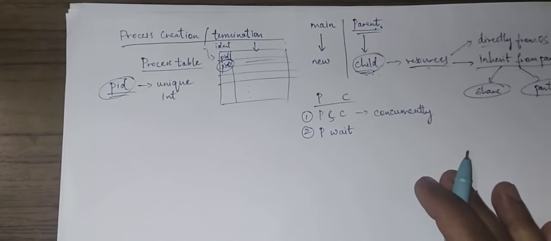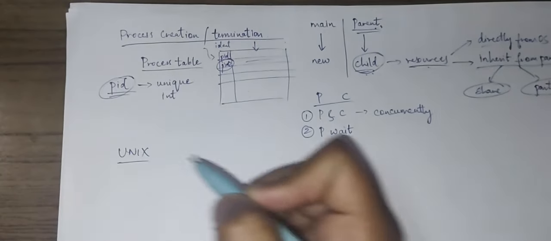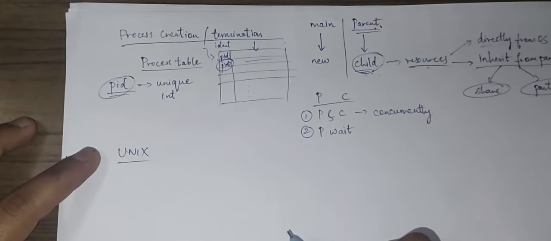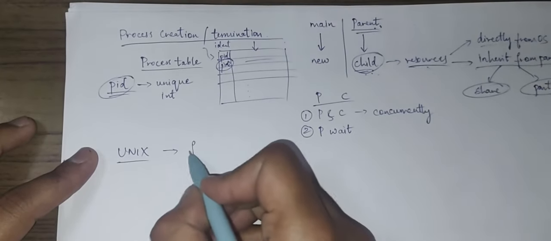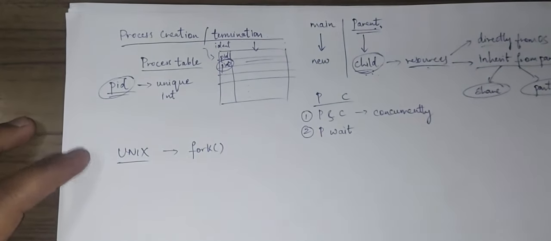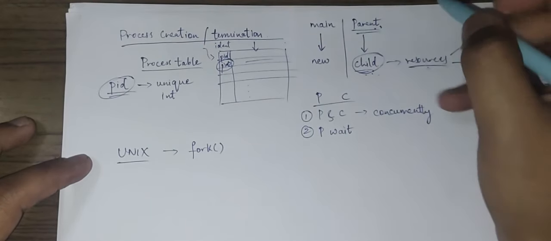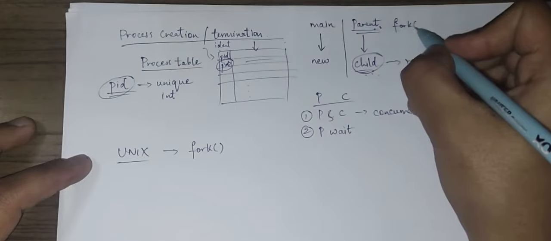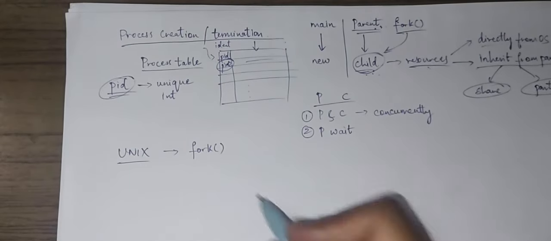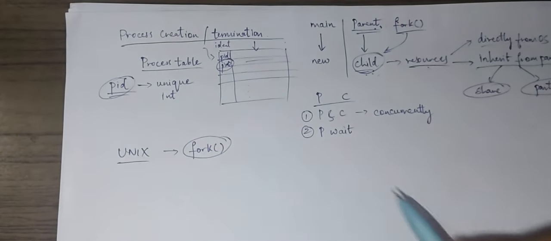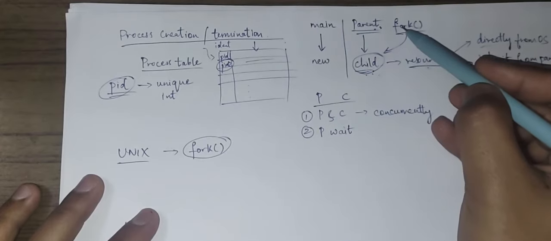Okay, so we'll discuss this using UNIX systems. In UNIX type of systems, the creation of a child is done by the fork function. So if a parent wants to create a child process, the parent will call this fork function. So fork will spawn a child. Now we'll have to discuss the fork operation. What will happen when a parent calls this fork function?